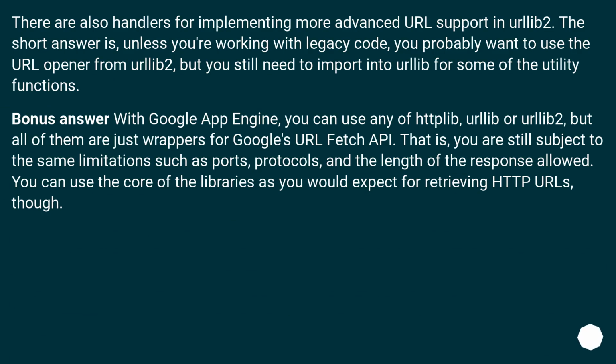The short answer is, unless you're working with legacy code, you probably want to use the URL opener from urllib2, but you still need to import urllib for some of the utility functions. Bonus answer. With Google App Engine, you can use any of urllib, urllib2, but all of them are just wrappers for Google's URL Fetch API. That is, you are still subject to the same limitations such as ports, protocols, and the length of the response allowed. You can use the core of the libraries as you would expect for retrieving HTTP URLs, though.